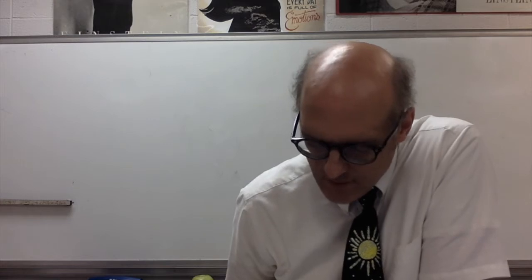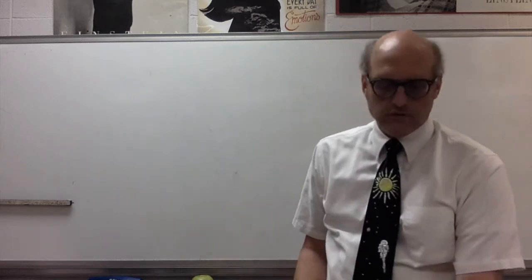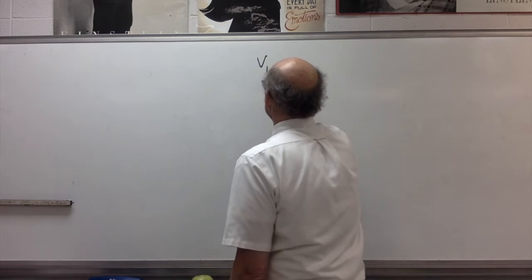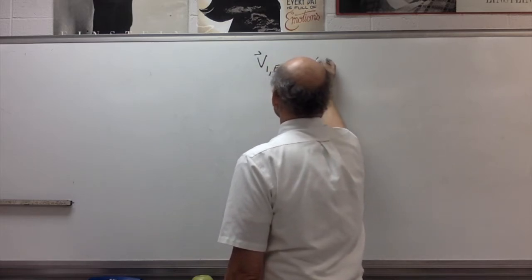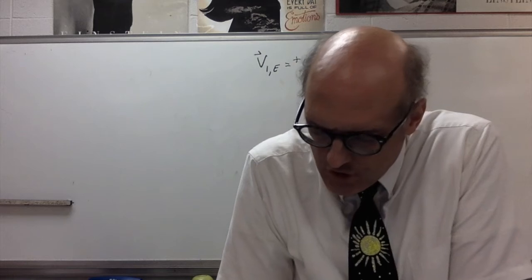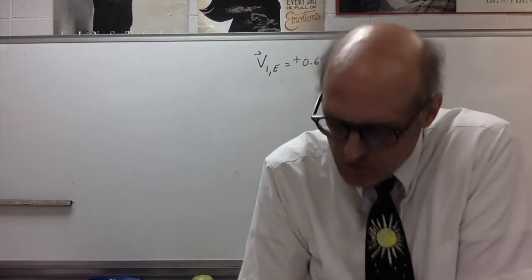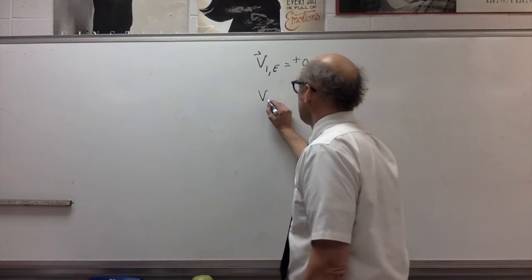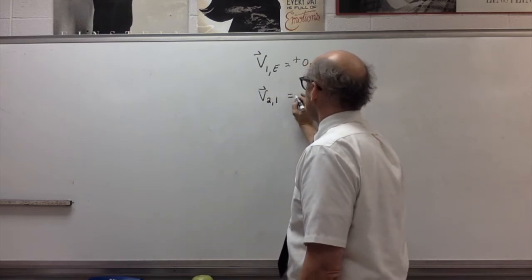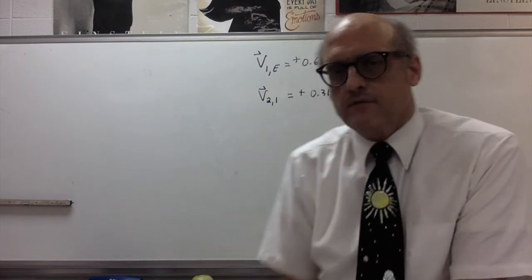So let's write down the given information. Enterprise 1 is traveling at 0.65 c relative to the Earth. So the velocity of 1 relative to the Earth is 0.65 c in the positive direction. Enterprise 2 is moving directly away from Earth along the same line, and its velocity relative to Enterprise 1 is equal to 0.31 c. And the unknown is, what is the velocity of Enterprise 2 relative to the Earth?